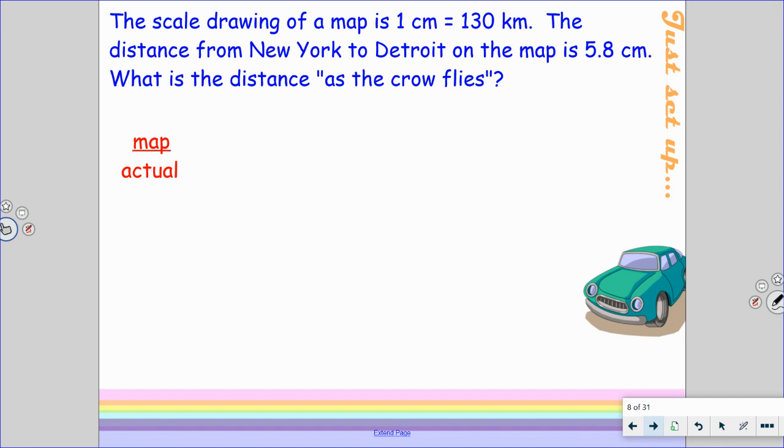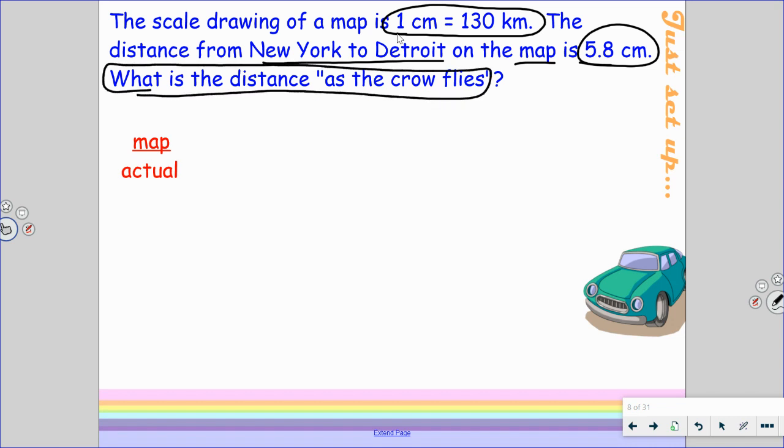All right, here we go again. Scale drawing of a map, 1 centimeter, 130 kilometers. The distance from New York to Detroit on the map, 5 8/10 centimeters. What is the distance as the crow flies, which is an old expression which basically means, yes, I know, if you're driving, you oftentimes will take a weird route, but as the crow flies means you go straight there. So we just want to know what is the actual distance between those two. Again, new to original, map to actual, in this case, centimeters to kilometers. Our ratio given originally is 1 to 130.